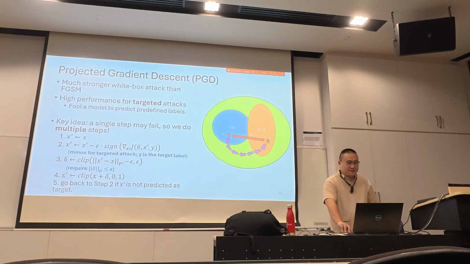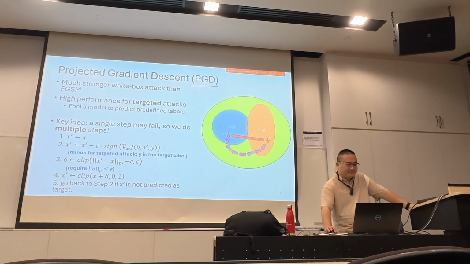Then the next question is how can we improve FGSM such that we can guarantee the success for targeted attacks? And here comes another algorithm called projected gradient descent. This is a very classic algorithm and is also widely used even nowadays. This algorithm is a much stronger white box attack than FGSM. So here it is still a white box attack.